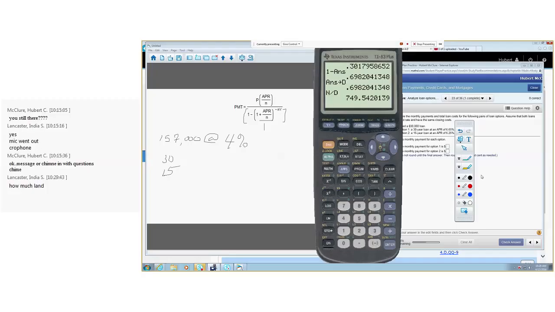All right. Let's see if y'all can figure it out. Take the formula.